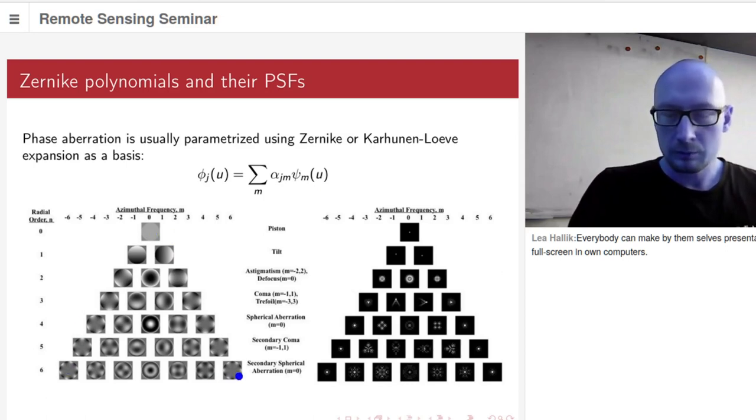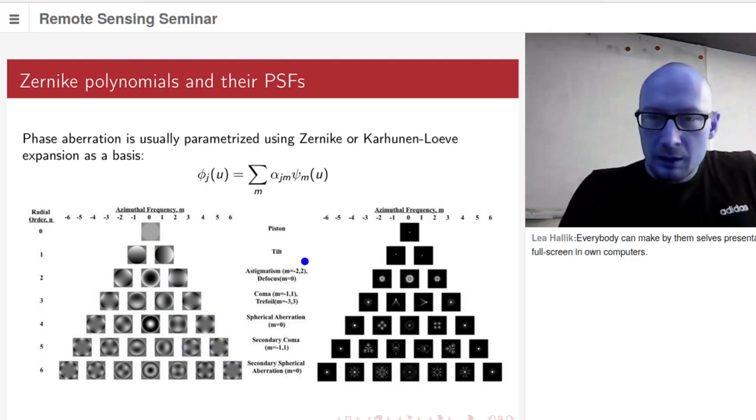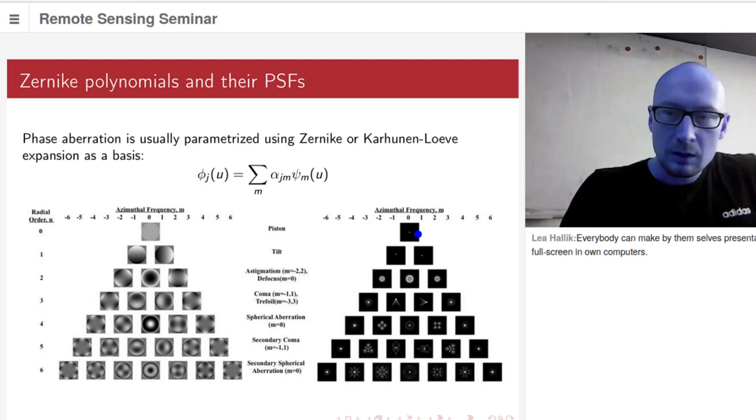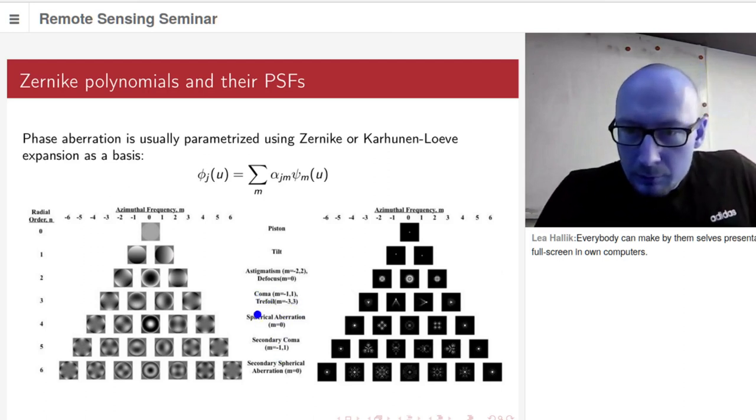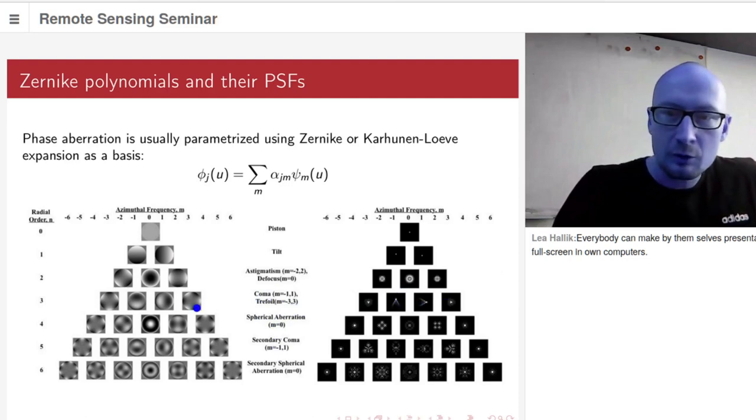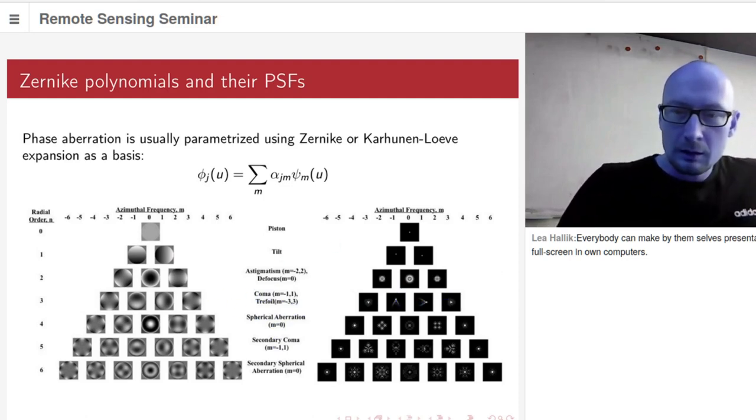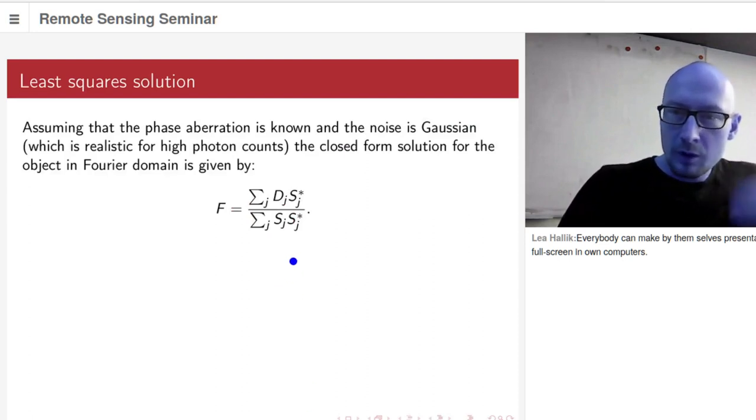So here is a picture of how these Zernike polynomials look. These are low order from top to bottom. There are low order and high order aberrations, and on the right side there is shown the corresponding point spread function when you convert this wavefront to the point spread function. They have very funny names, usually coma and trefoil and so forth, which remind of certain objects.